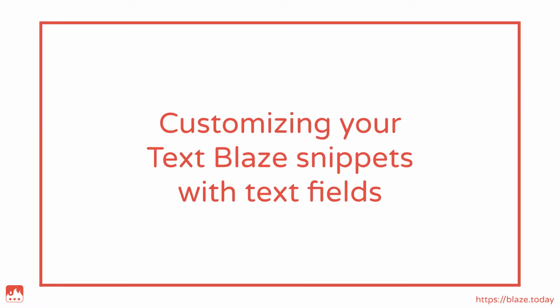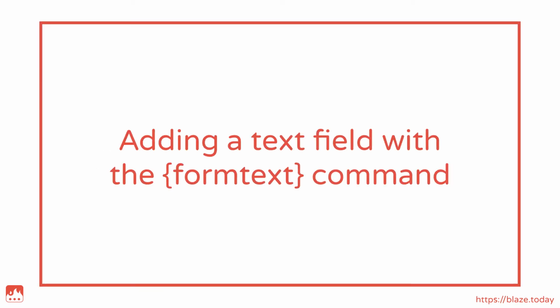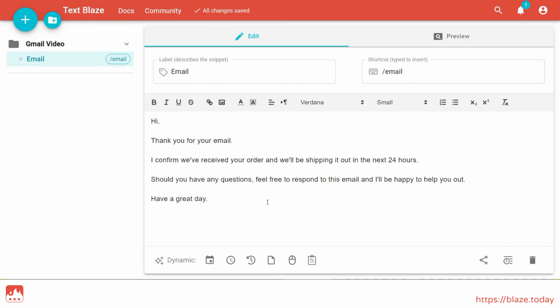In this video, I'll be showing you how to add text fields to your snippets. Let's start with a snippet for a basic email template. I'd like to customize the recipient. To do this, I can add a form text command from the Forms and Dynamic Content menu at the bottom.